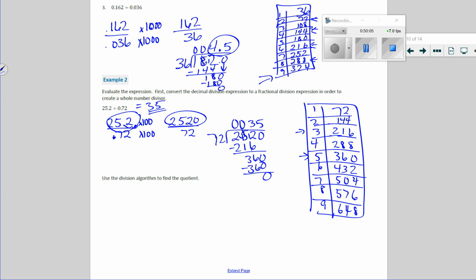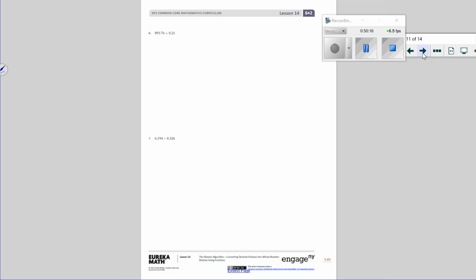Questions on anything that we are doing on these dividing decimals? Okay. Let's turn the page. We got time, it looks like, for one more. Now, guys, I'm going to do something a little different on this one. For those of you that don't like turning it into a fraction, you don't have to. I can just go like this. I can write the number, 893 and 76 hundredths, dividing it by 21 hundredths.